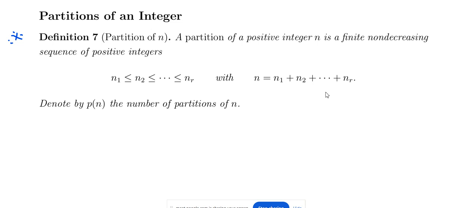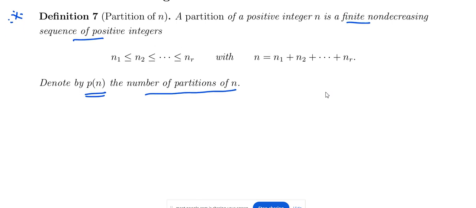A partition of a positive integer n is a finite non-decreasing sequence of positive integers, that means n1 less than or equal to n2 less than or equal to nr, with n equal to n1 plus n2 plus and so on nr. That is denoted as P of n, the number of partitions of n.